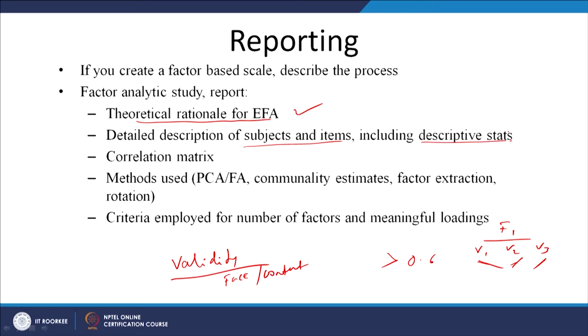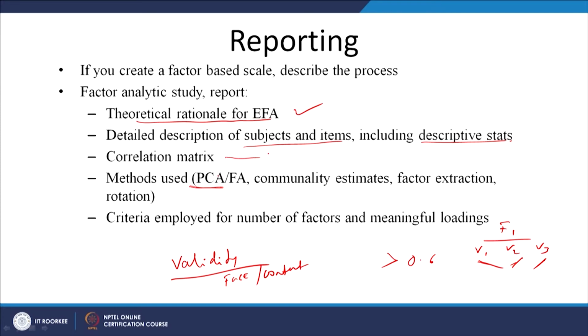So the descriptives, like the mean, the number of occurrences, the maximum value, minimum value, the standard deviation, also write that. Show the correlation matrix. Why? It will tell you which variables are correlated with the others and in which way, okay. Then you say what was the method you used. Was it a principal component analysis? Was it a common factor analysis, right? I had already explained the principal component analysis and the factor analysis. You can also write the communality estimates and the factor extraction if it is required. You can omit this part, right?